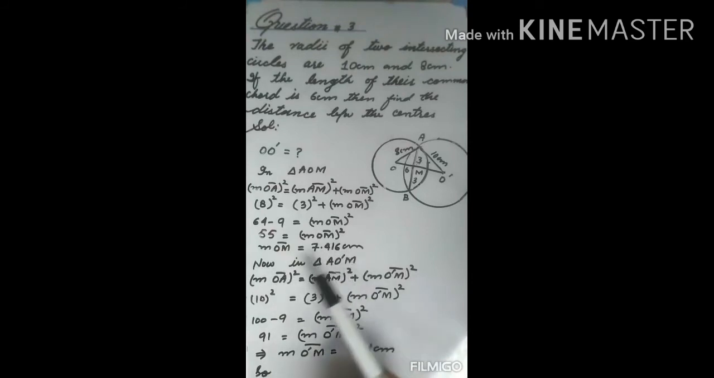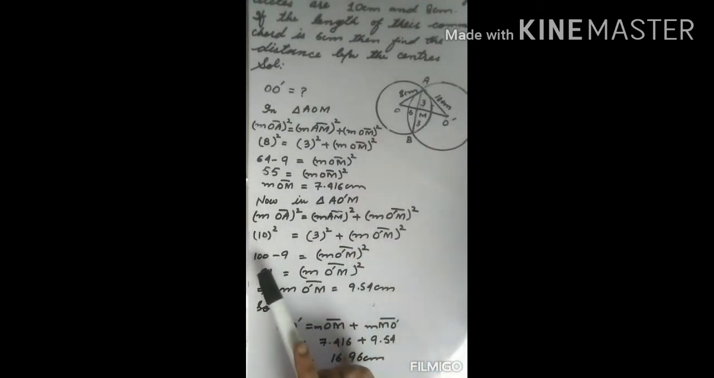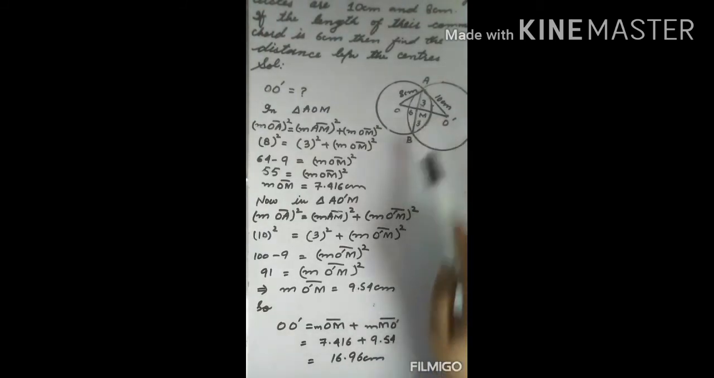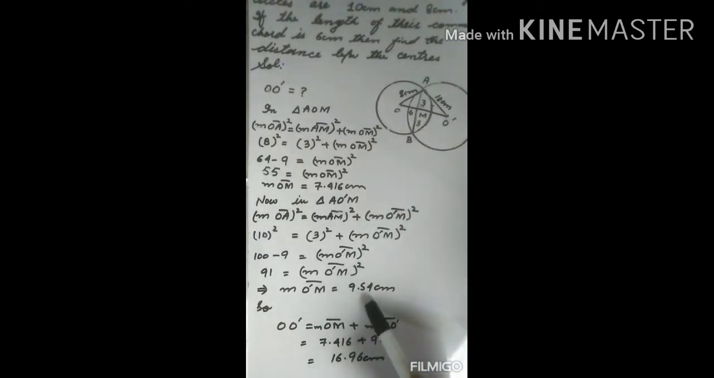In AO bar M, again we will use Pythagoras theorem, that is hypotenuse square is equal to perpendicular square plus base square. So here by putting the values, we have got 10 square is equal to 3 square plus O bar M whole square. So after simplification, we will get here 100 minus 9, that is 91. And by taking square root, we have got O bar M 9.54 centimeter. MO bar is 9.54 centimeter.